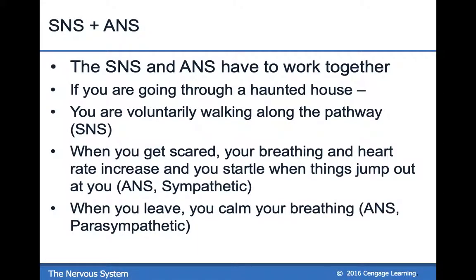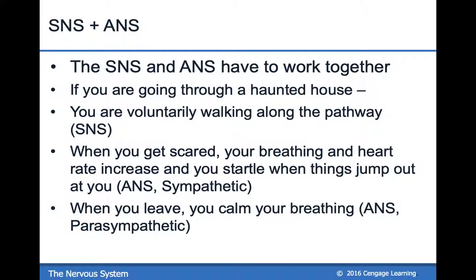So your somatic nervous system and autonomic nervous system have to work together. So let's imagine you're going to go to a haunted house. You're probably voluntarily walking down the pathway. That is your somatic nervous system. You're just walking along willingly. You've entered the haunted house willingly.